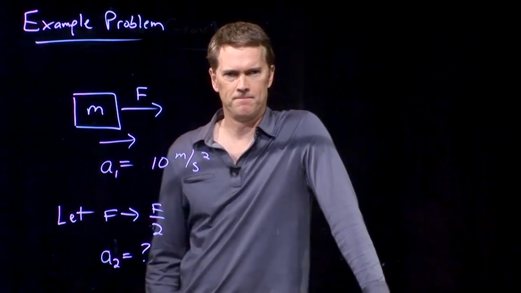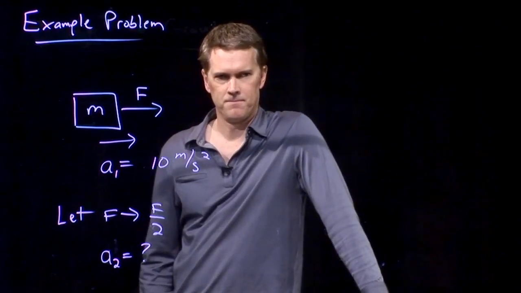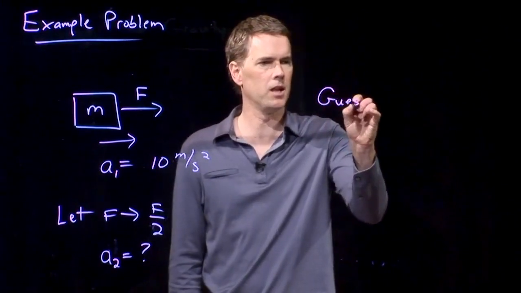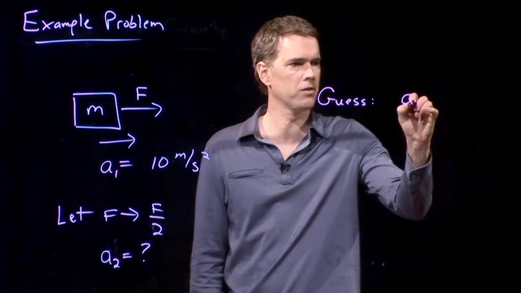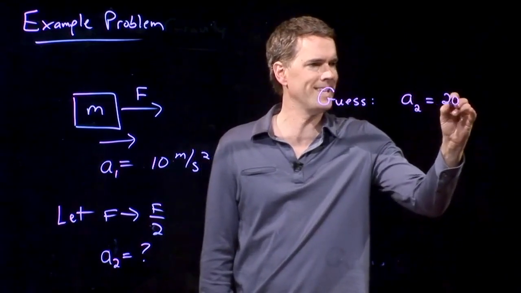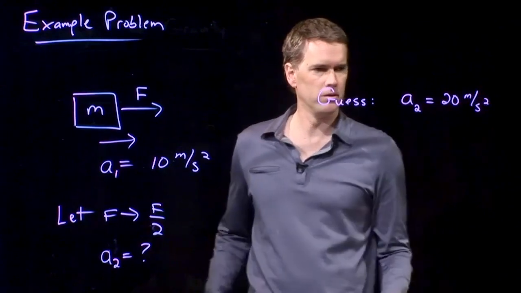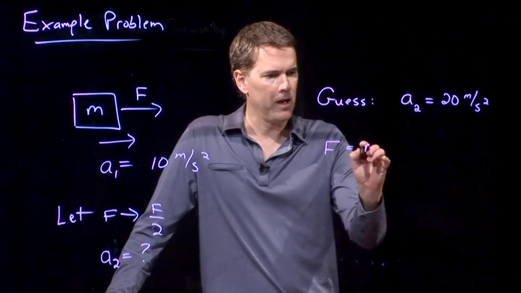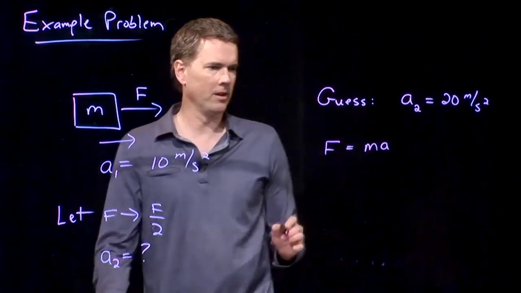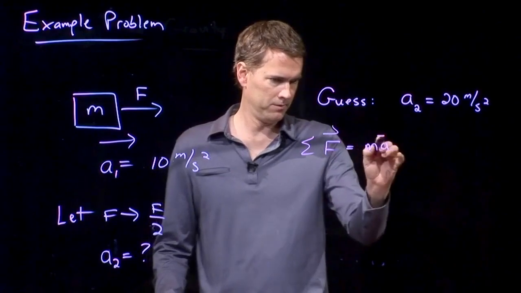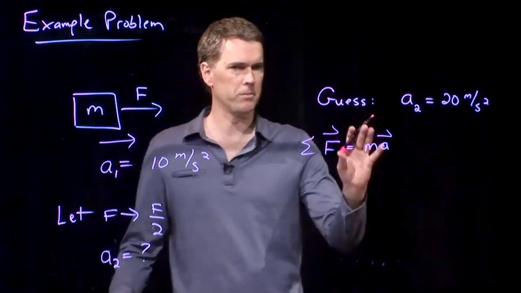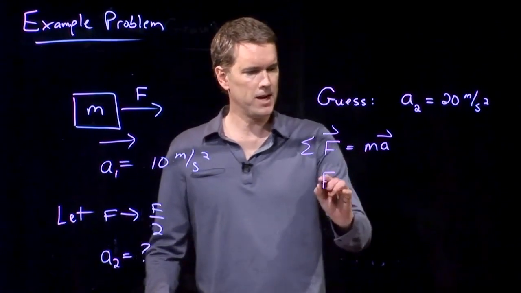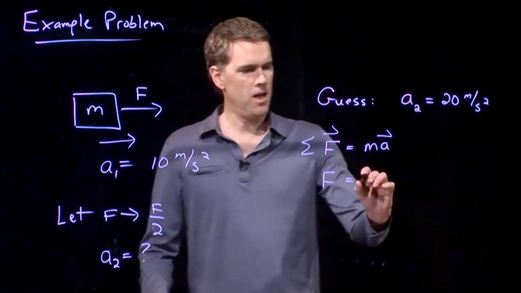Because of the equation for force is F equals ma. Okay. All right, let's try it out. Ian said, let's guess that the new acceleration is going to be 20 meters per second squared. All right, let's see what happens. F equals ma. Specifically, this, right? The net force equals the mass times the acceleration. In this case, we only have one force, so we can just write F equals ma1.